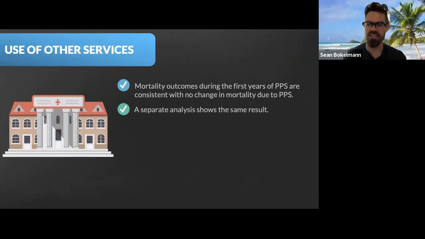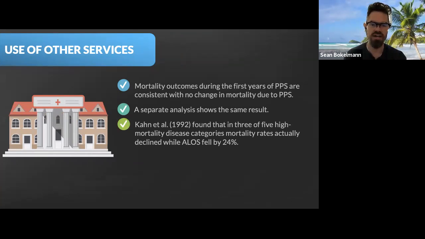And a separate analysis showed the same result. So Kahn et al. found that in 3 of 5 high mortality disease categories, mortality rates actually declined, while average length of stay also fell by 24%. The other 2 categories remained unchanged.